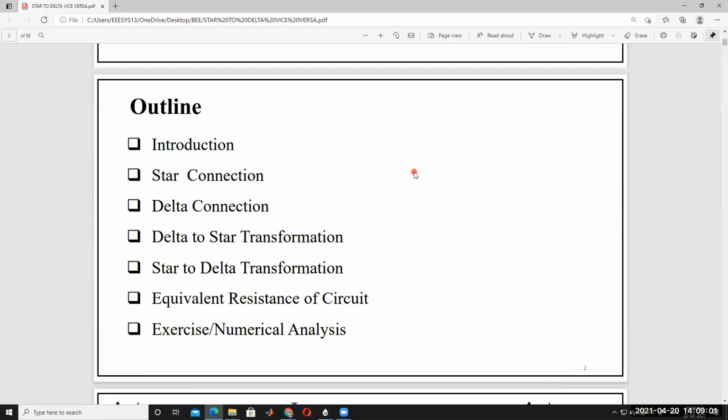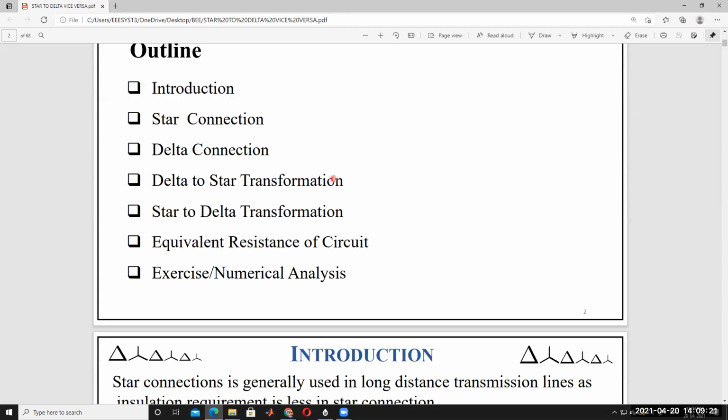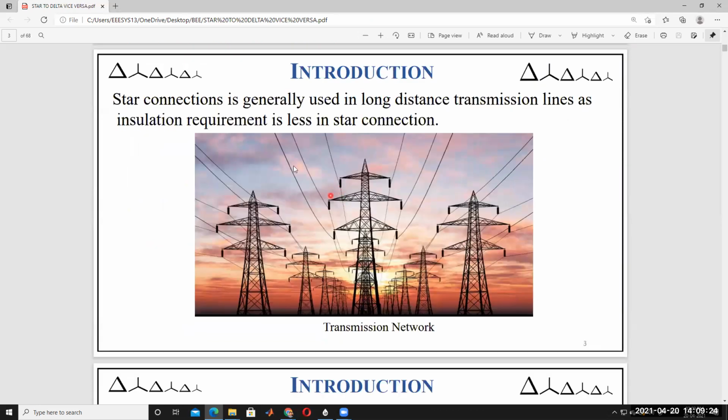For some circuits, it is not possible to apply series and parallel reduction techniques. For those cases, by using star to delta and delta to star transformations, it is possible to simplify the network. So, an introduction to that. Generally, for the transmission network, I think you are aware of these transmission lines. A bulk amount of power is transmitted by using these transmission lines: 33 kV, 66 kV, 132 kV, or 220 kV.